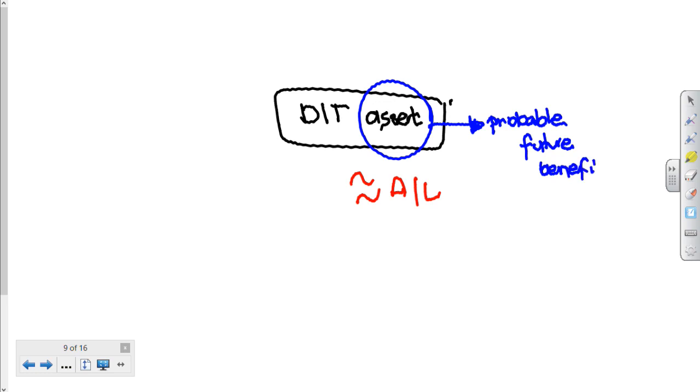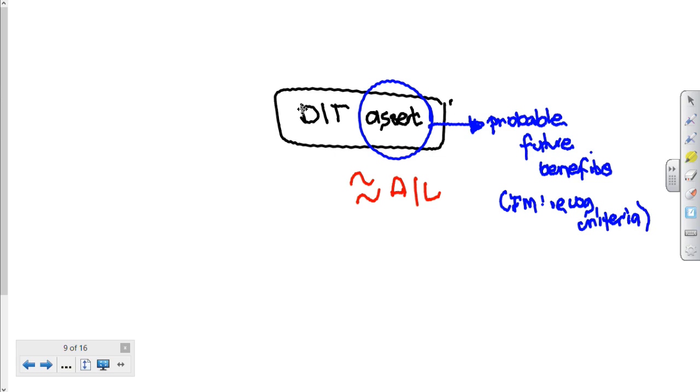Do you agree with that? Probable future benefits. It was the framework recognition criteria. If you remember from second year, the framework says you can only recognize something if it's probable and you can measure it reliably. So, a deferred tax asset only meets the framework criteria to be recognized if the future benefits are probable.